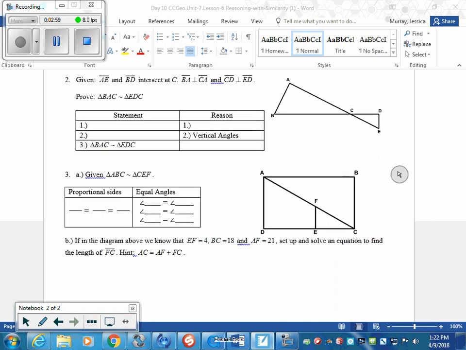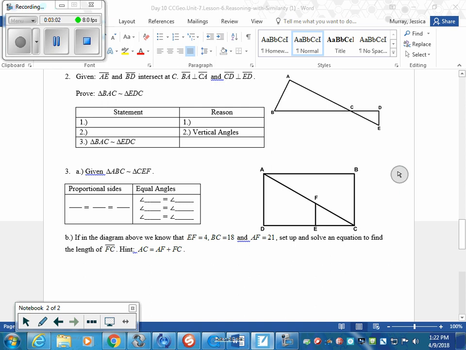Okay, moving on to problem number 2. As we're looking at problem number 2, we can see we are given that AE and BD intersect. But there's nothing really special about the word intersect. But we do see this symbol here, and we see this symbol here. Now remember, that means that they have a 90-degree angle. If I follow BA, where CA, where those two angles meet, that's 90 degrees. And where CD meets with ED, we can also see that's 90 degrees.